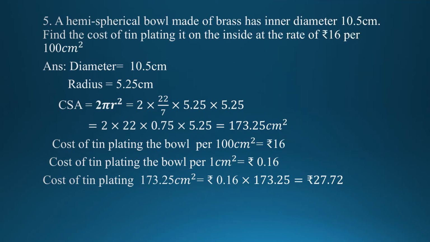Question number 5. A hemispherical bowl made of brass has inner diameter 10.5 cm. Find the cost of tin plating it on the inside at the rate of rupees 16 per 100 cm square. Here, diameter is given as 10.5 cm. Therefore, radius will be 5.25 cm.